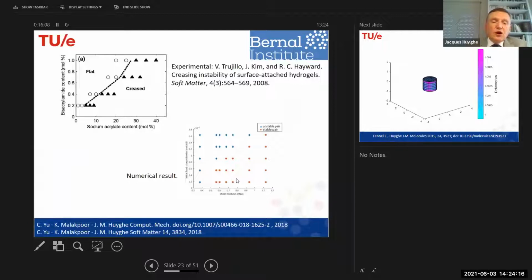Now, we can do many computations, analyzing the surface instability, and we find that if we plot our different computations as a function of swelling propensity and stiffness, we find that on one side the model is unstable, and on the other side it is stable. And experiments published in Soft Matter by the group of Hayward in 2008 show a very similar picture, giving confidence that this simulation has something to do with reality.